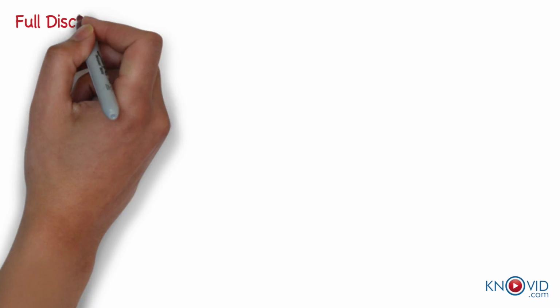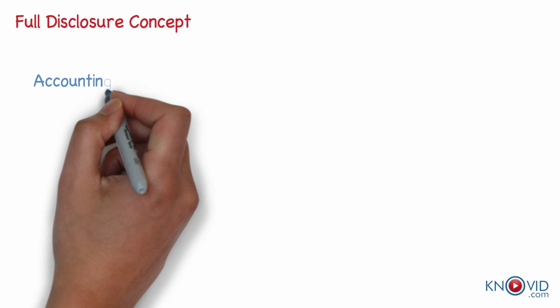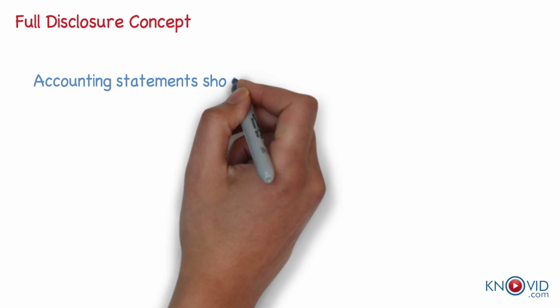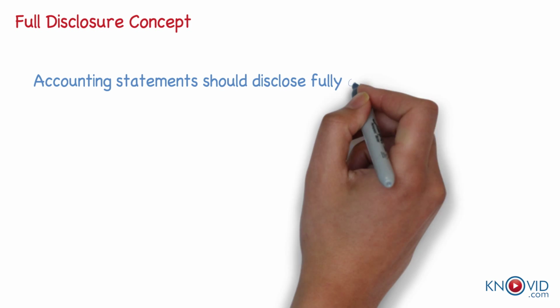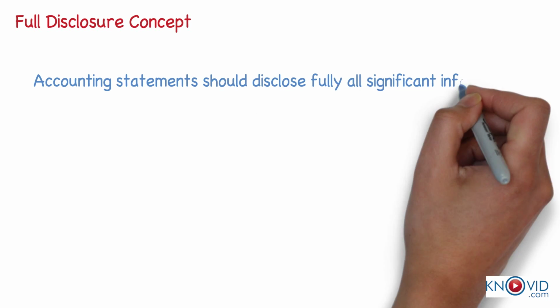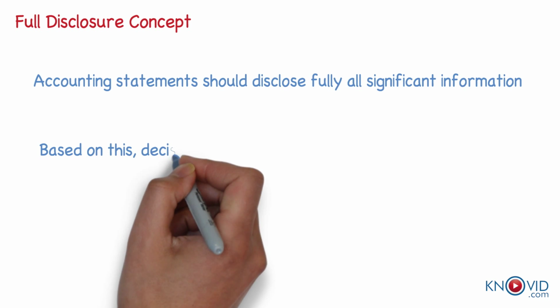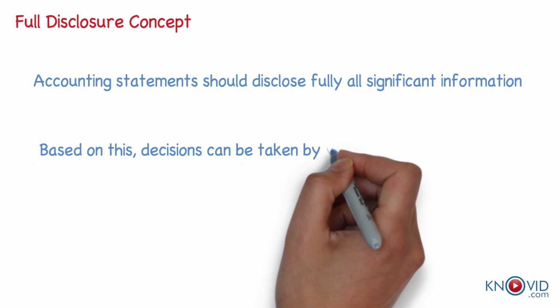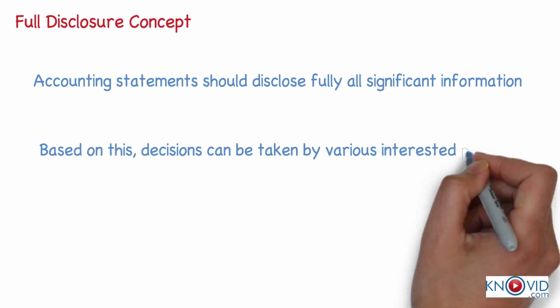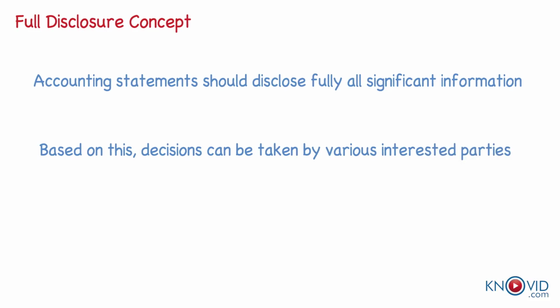Full disclosure concept emphasizes that the accounting statements should disclose fully and completely all the significant information. Based on this, decisions can be taken by various interested parties. It involves proper classification and explanations of accounting information which are published in the financial statements.